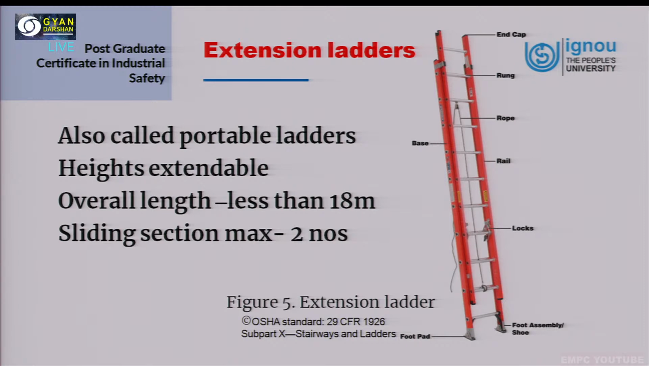We don't go for ladders which are more than this. And the number of sliding sections is maximum 2. As you can see in the figure, there is a foot assembly, also called shoes. Then there are rails, and if you notice closely, there are 2 sections, one sliding on top of the other.